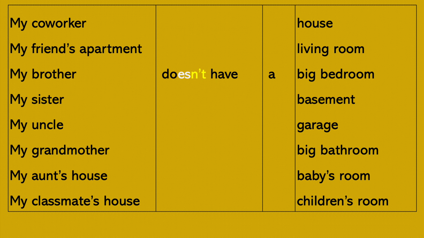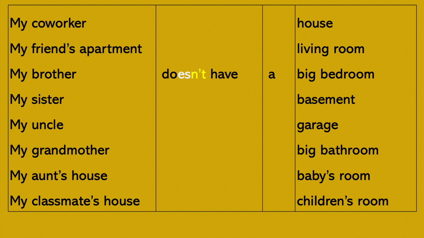My friend's apartment doesn't have a living room. My brother doesn't have a big bedroom. My sister doesn't have a basement. My uncle doesn't have a garage. My grandmother doesn't have a big bathroom.